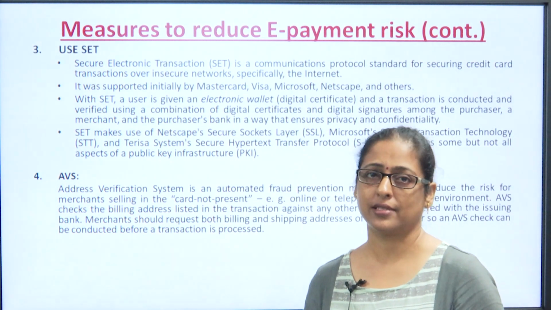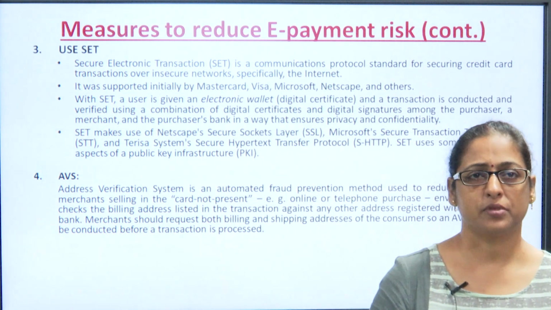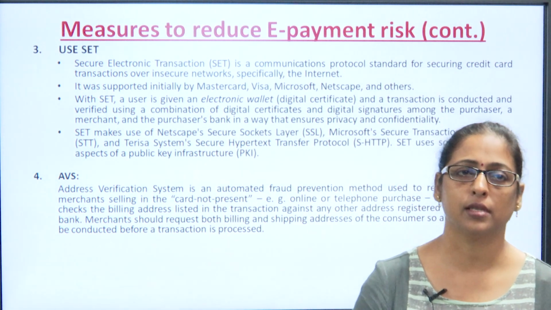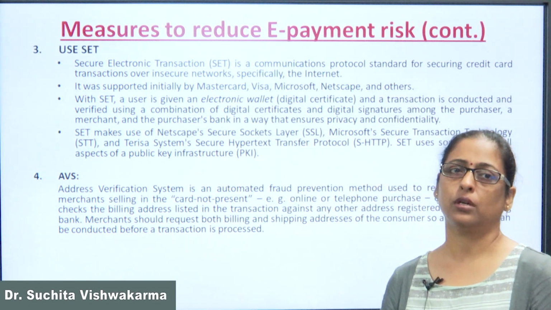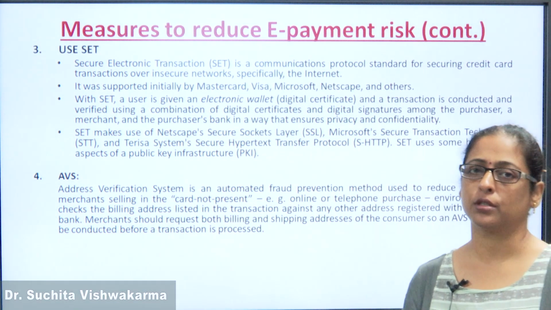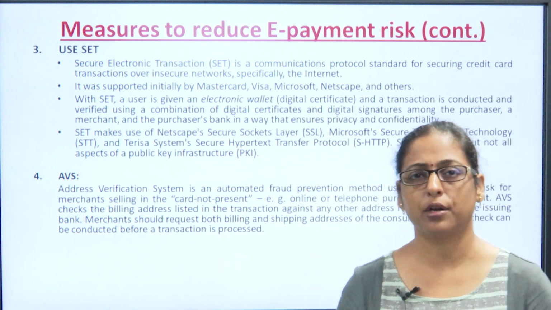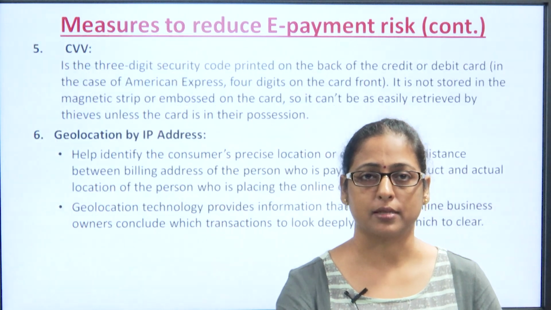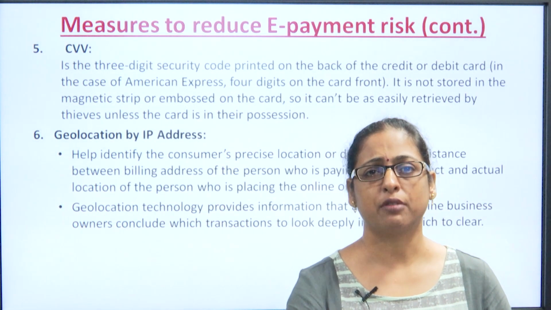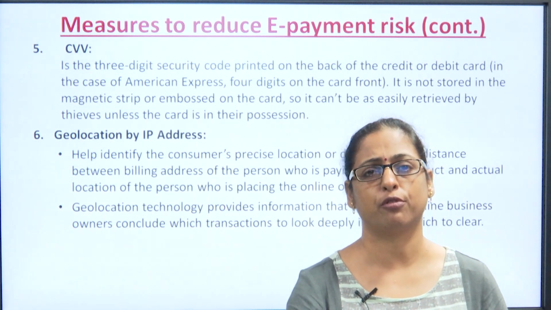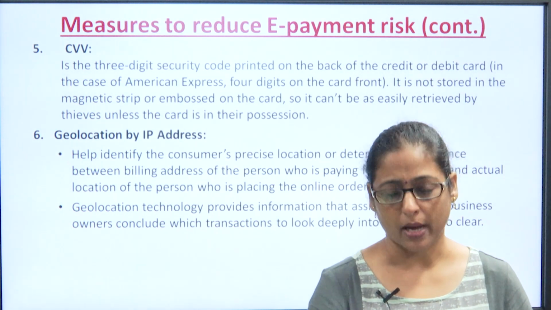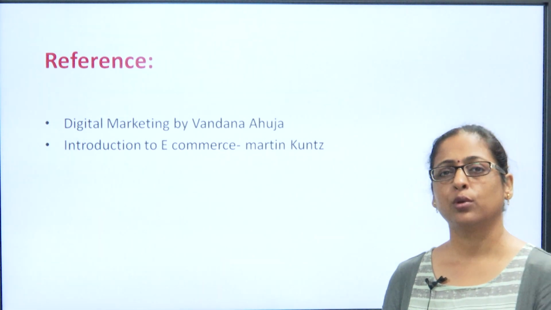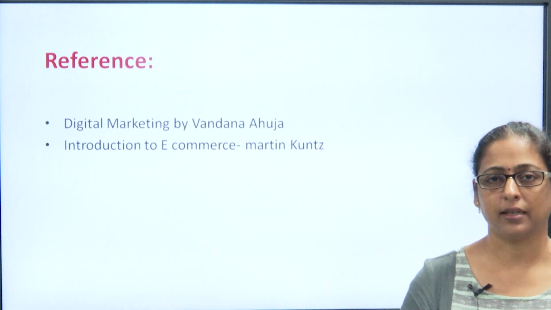Then use SET, which is a communication protocol standard. By using this, and the address verification system, which is also an automated fraud prevention method. These are the various methods which, if used properly by all the intermediaries, would reduce the risk. We also have certain other methods, like CVV, proper use of CVV, and geolocation by IP address. So, for detailed understanding, you can go to these references and have a better understanding. Thank you.